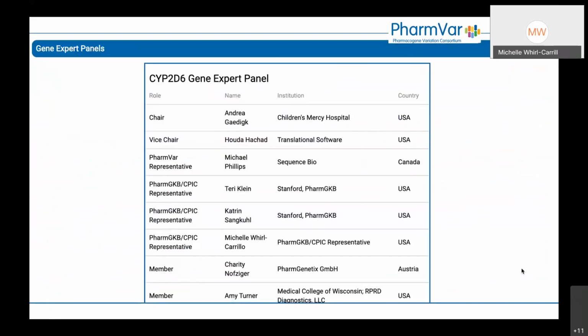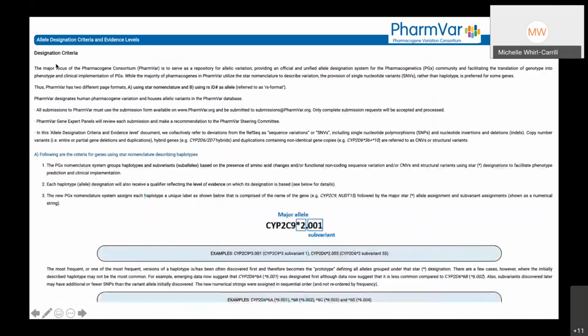So PharmVar relies on the fact that every single gene has an expert panel. There's actually a lot of work behind the scenes that goes into trying to follow the rules to break out these star alleles, how you know when someone submits to your database, if it's a new star allele, if it's a suballele of an existing allele. So we have panels of people that work on every single gene. There are all kinds of designation criteria and README docs that they go through and they can break down for you what's a major allele, what's a subvariant, what are the rules for assigning these.